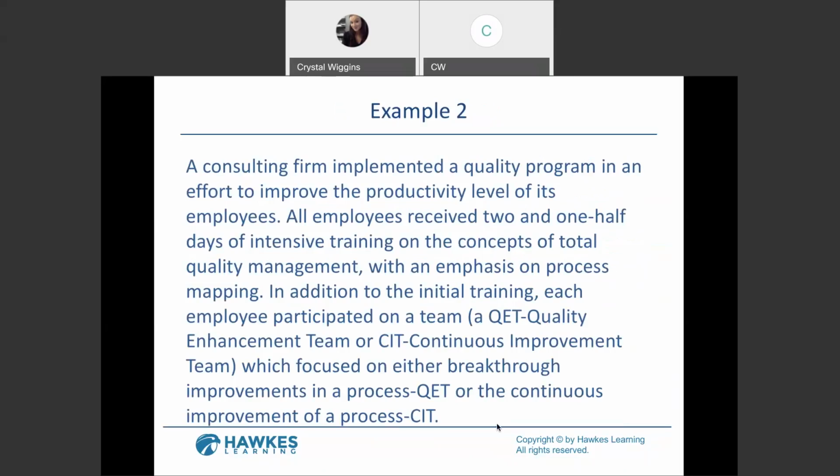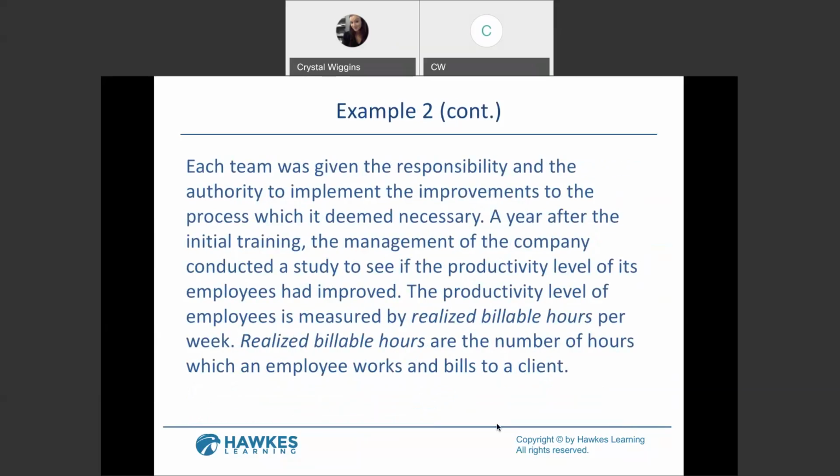In addition to the initial training, each employee participated on a team, either a quality enhancement team or a continuous improvement team, which focused on either breakthrough improvements in the process or continuous improvement. Each team was given the responsibility and the authority to implement the improvements to the process which it deemed necessary.